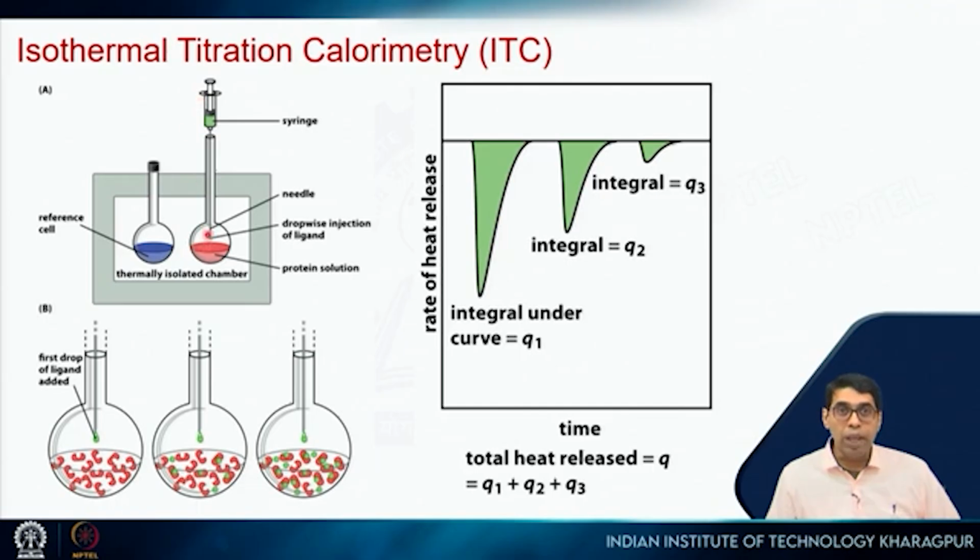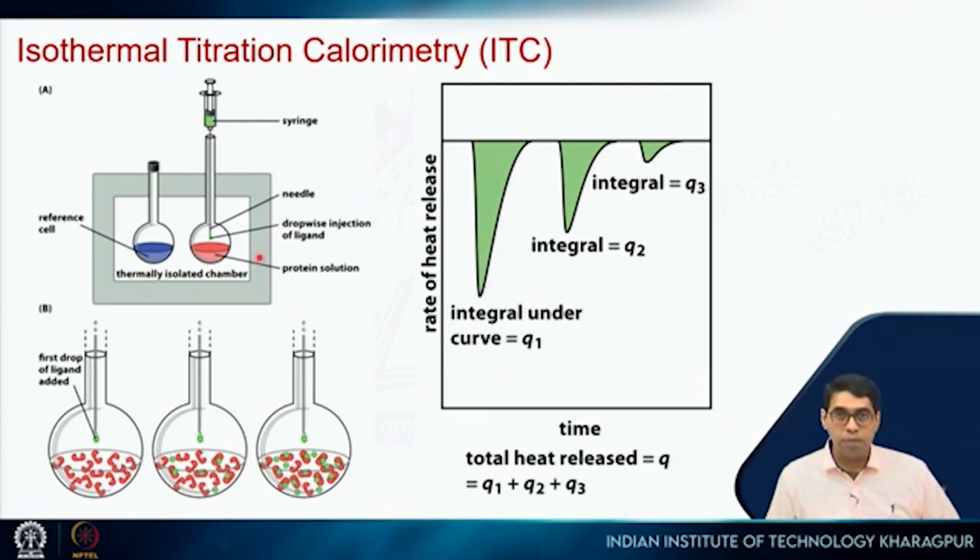Now, you will add your ligand to this protein dropwise. The moment you add it, some of this ligand will bind, and this binding can result in a change in heat. It can release heat or it can absorb heat, right. And this chamber will try to maintain the temperature. It will measure that change in heat, okay, and that change in heat is plotted here.